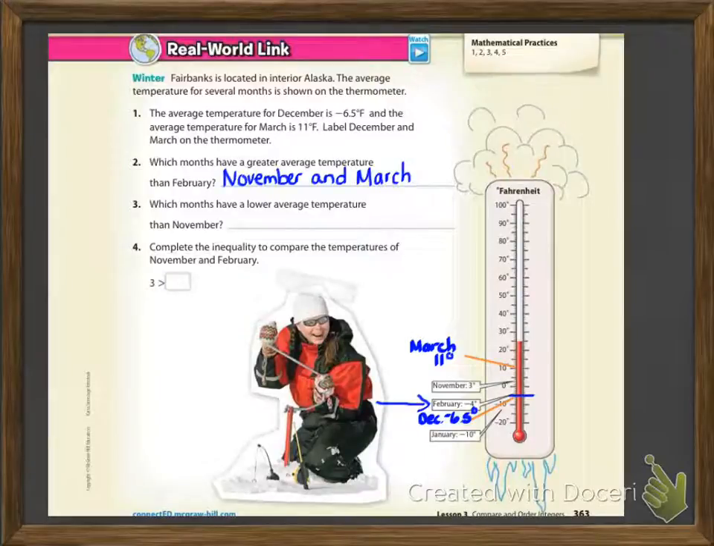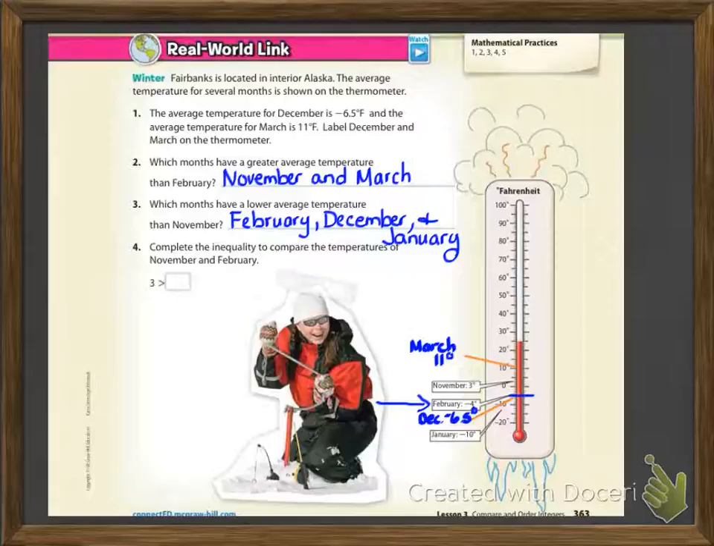Question number 3 reads, which months have a lower average temperature than November? So you're going to find November and choose the months that have a colder average, or numbers that are below that spot. Those 2 months happen to be February, December, and January. Don't forget about the December one, the one that you wrote in there as well.